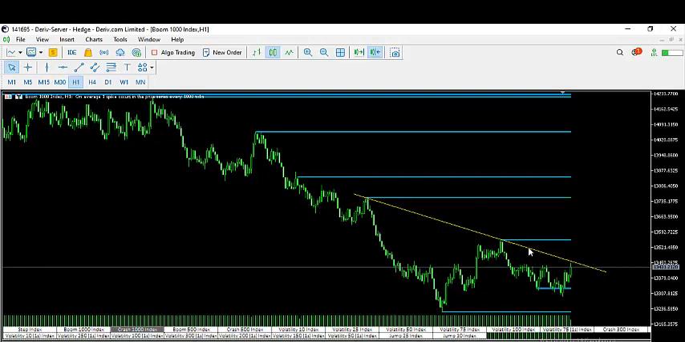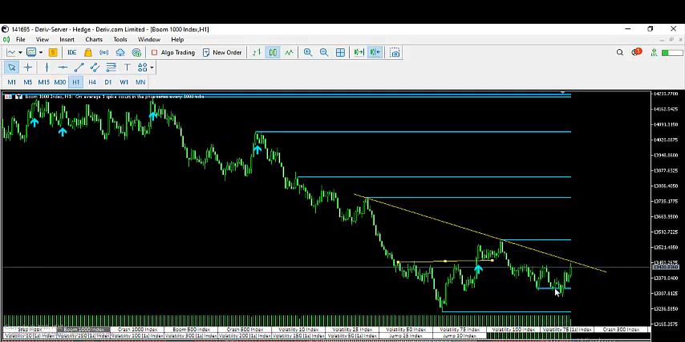Also on Boom 1000 we are expecting a signal, and this signal is going to be valid. Why? It's going to be valid because we already have a break of structure here. We also have this signal coming out here, which will be a false signal. Every indicator has false signals, you need to know how to sieve them out. This one is a false signal, which we are not going to take.